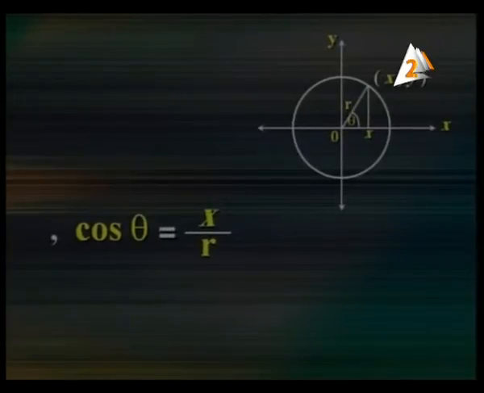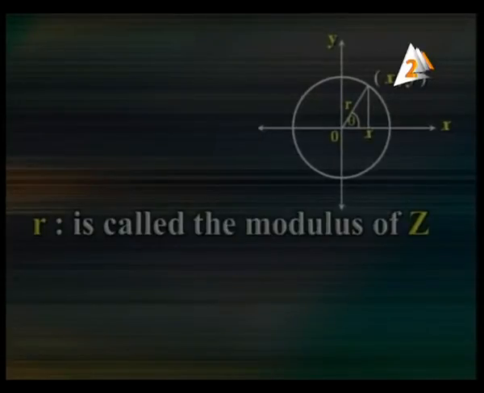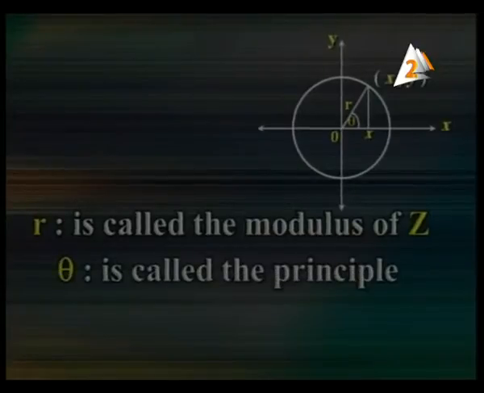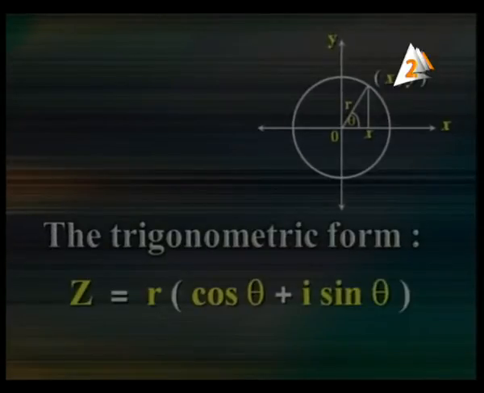Cosine theta equals x over R. When we find cosine theta, we find the value of x divided by the value of R, or radius. Sine theta equals y over R. Remember, any point belongs to x, y: x represents cosine, y represents sine. Tan theta equals y over x. R is called the modulus of z. Theta is called the principal amplitude of z. Trigonometric form is R multiplied by cosine theta plus i sine theta.